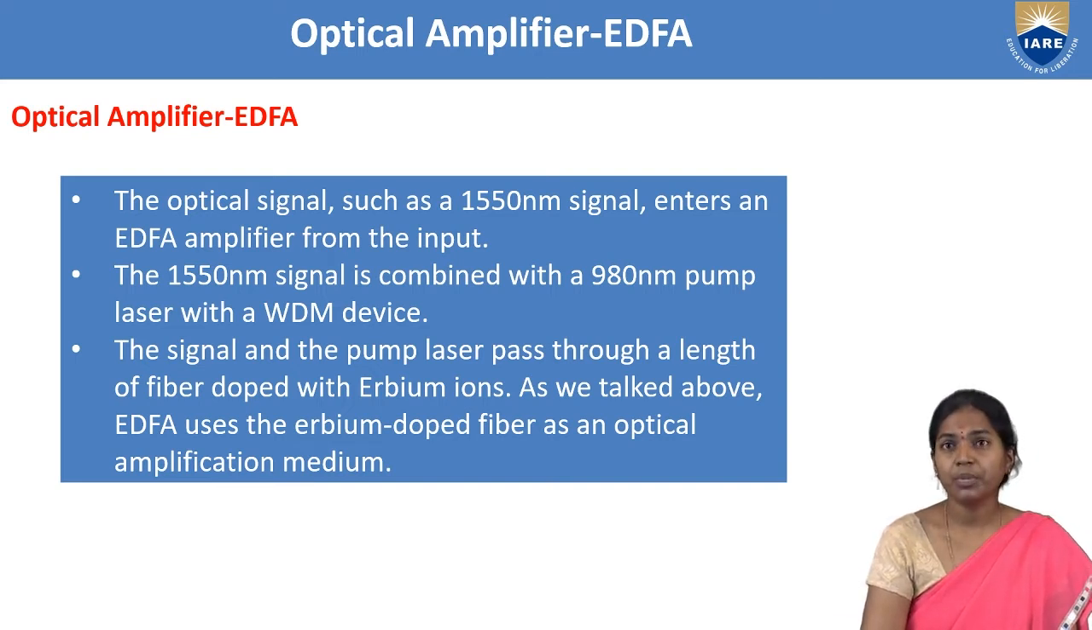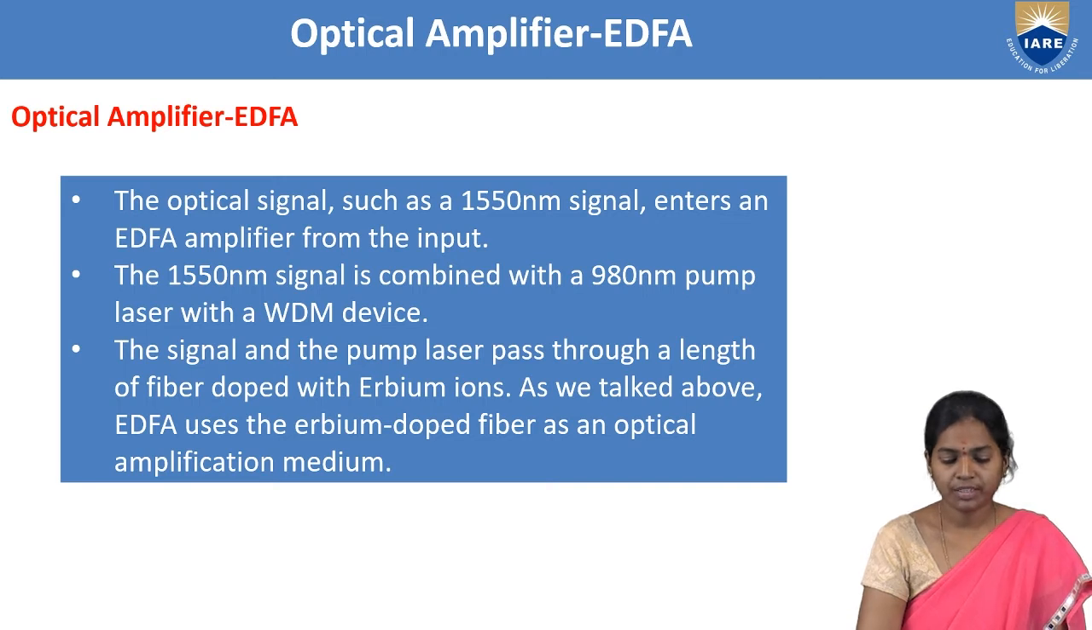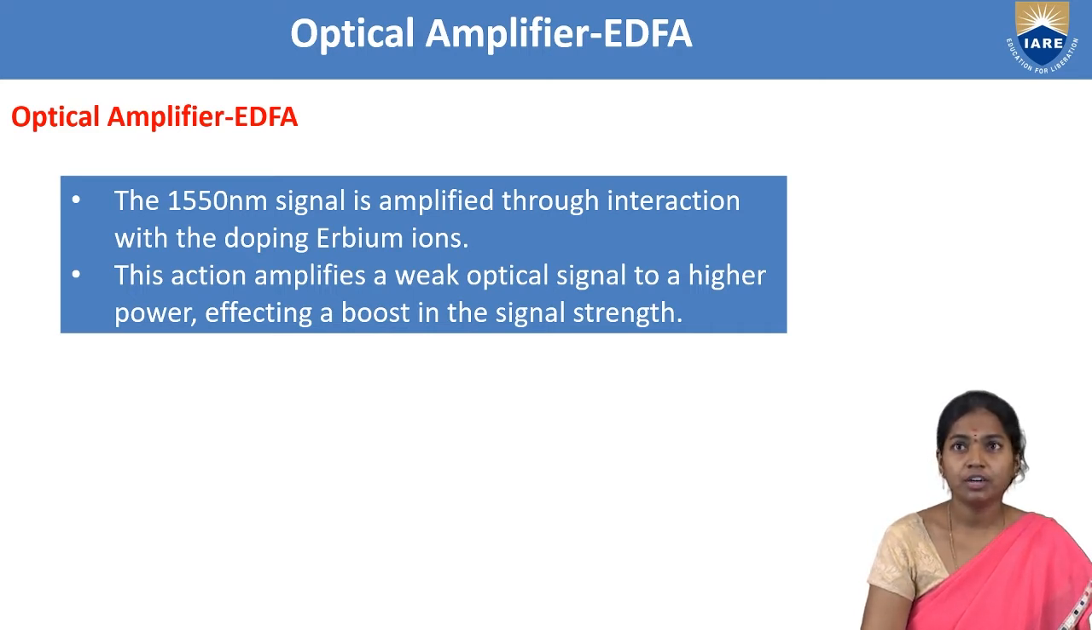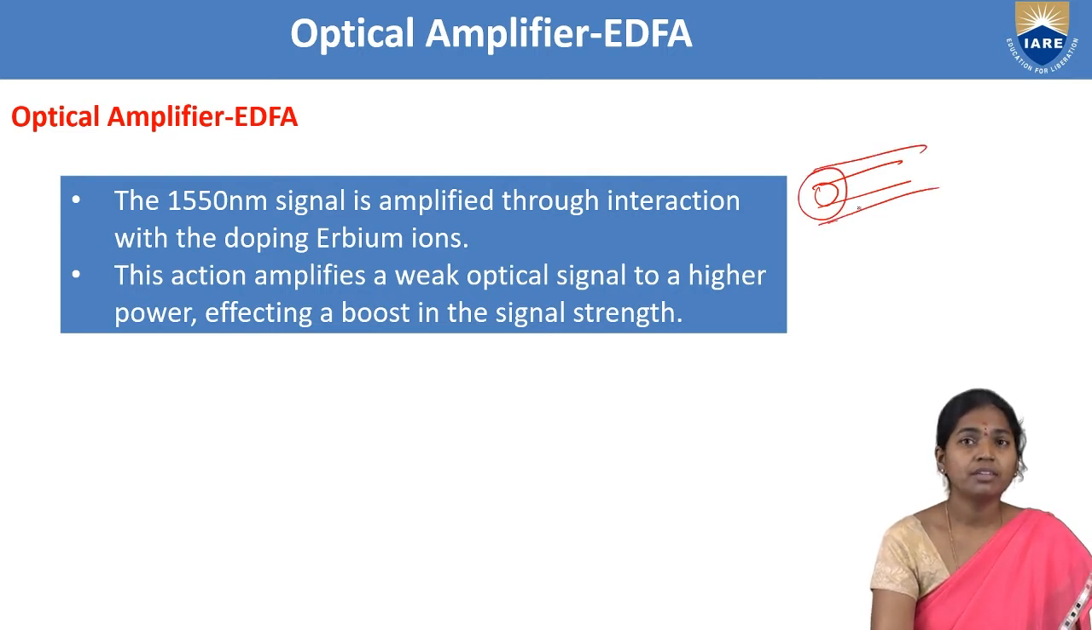The signal and the pump laser pass through a length of fiber doped with erbium ions. EDFA uses the erbium doped fiber as an optical amplification medium. The 1550 nanometer signal is amplified through interaction with the doped erbium ions. The erbium ions are in the core. The wave is propagated within the core only, so whatever information is transmitted is within the core only.